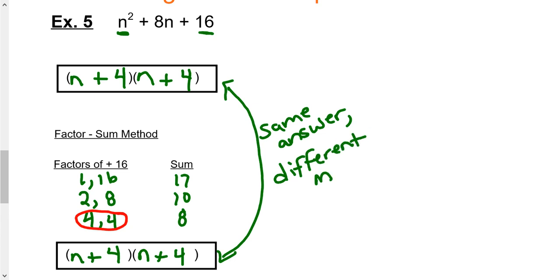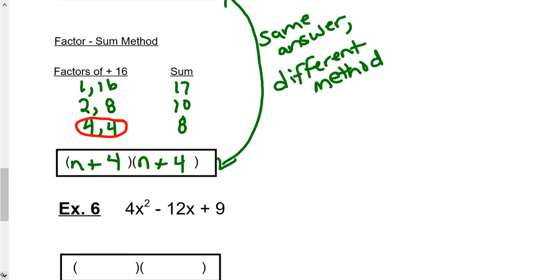There's always more than one way to solve a math problem. It just depends on what you remember and what's easiest for you. If you recognize right away that, oh, your first term and your last term are both perfect squares, you can get right down to business. But in case you don't, that's okay. Go back to your original. Do your factor sum method. You'll get the same answer.